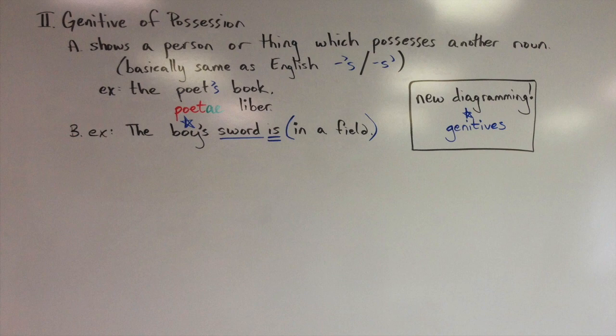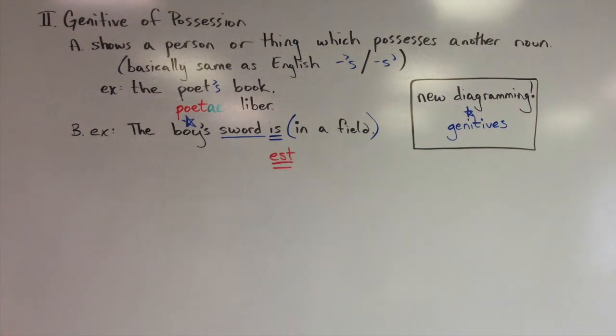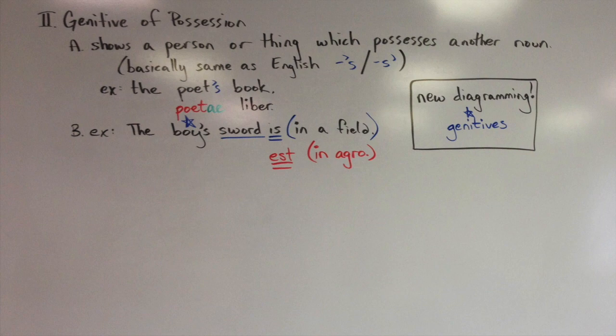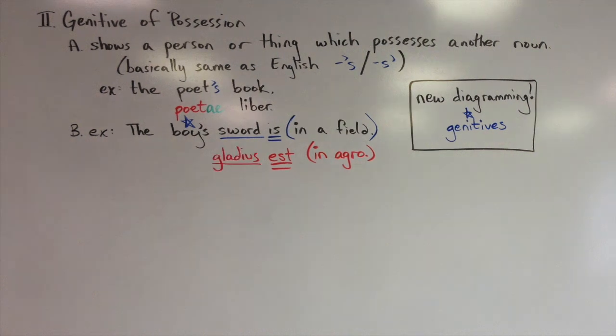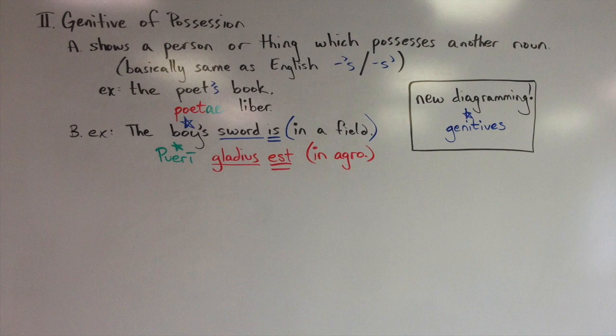We'll start by translating the verb, est. We'll translate in a field with in agro, because it is a location, so it's ablative of place where. The sword is our subject, so it'll be in the nominative case, gladius. And finally, we'll use the word puer for boy. We'll find the stem, puer, and then we'll add that genitive ending, a long I. So our final sentence would be pueri, genitive, gladius est in agro. The boy's sword is in a field.